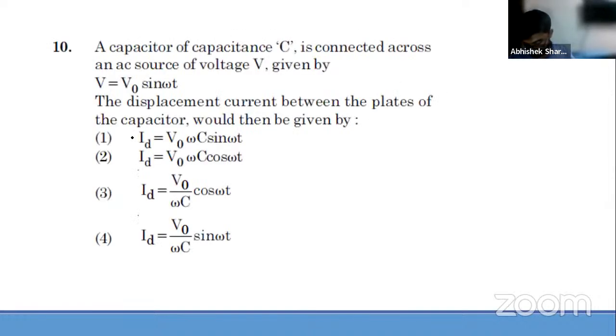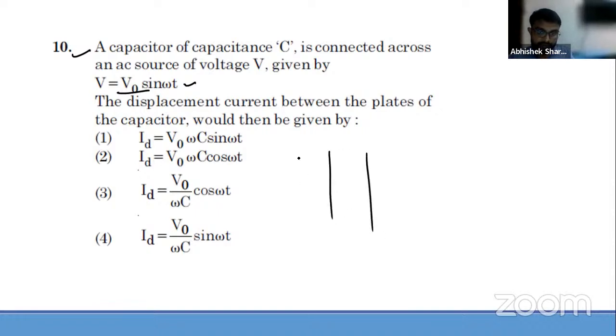Let us proceed next. 10th question. So now we are here at the 10th question, students. I hope it's visible to all of you. The 10th question says: a capacitor of capacitance C is connected across an AC source of voltage V given by V equals V naught sine omega t. Displacement current between the plates of the capacitor.